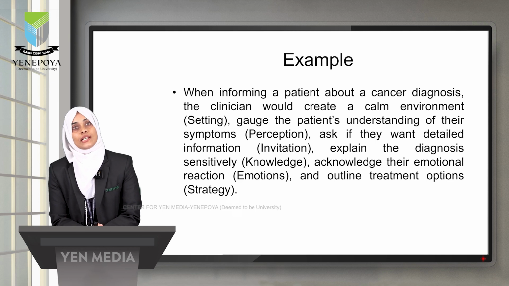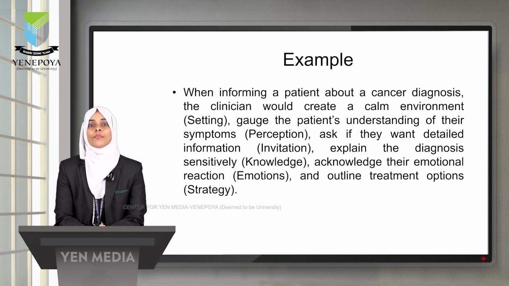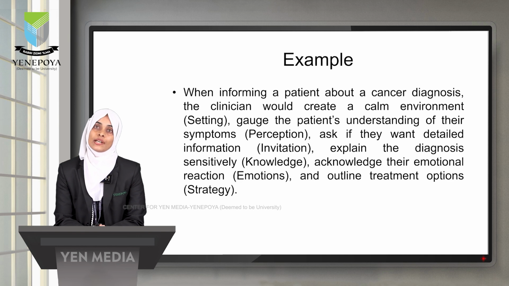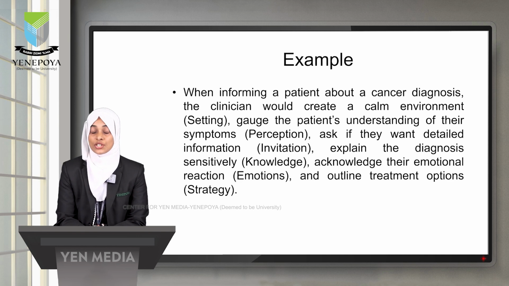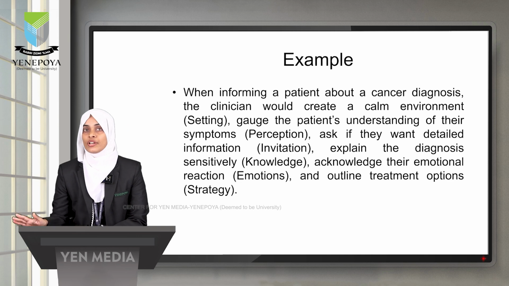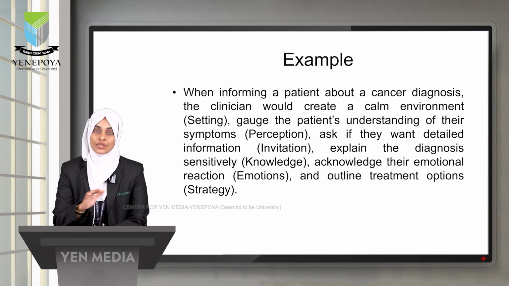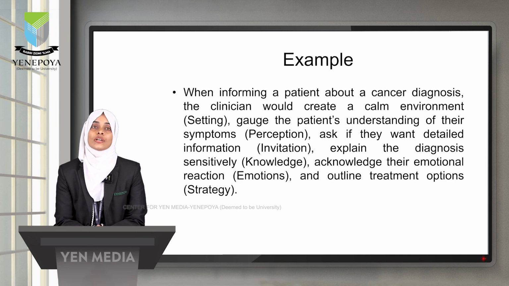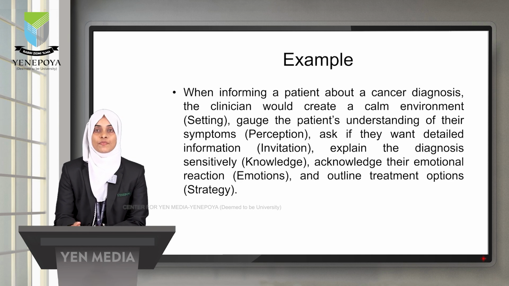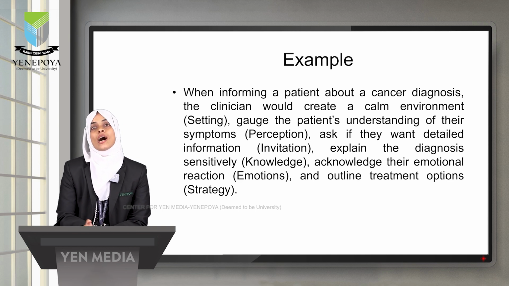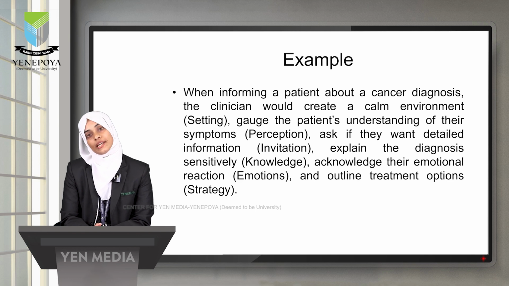So here you can see an example. When informing a patient about a cancer diagnosis, the clinician would create a calm environment, that is ensuring the setting is calm and private, and confidentiality should be maintained. So the private space. To gauge the patient's understanding of their symptoms, their perception should be considered, and ask if they want detailed information.